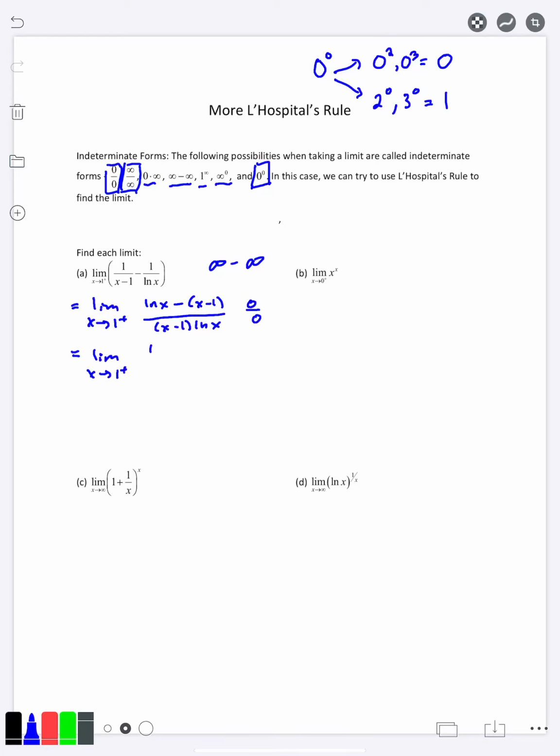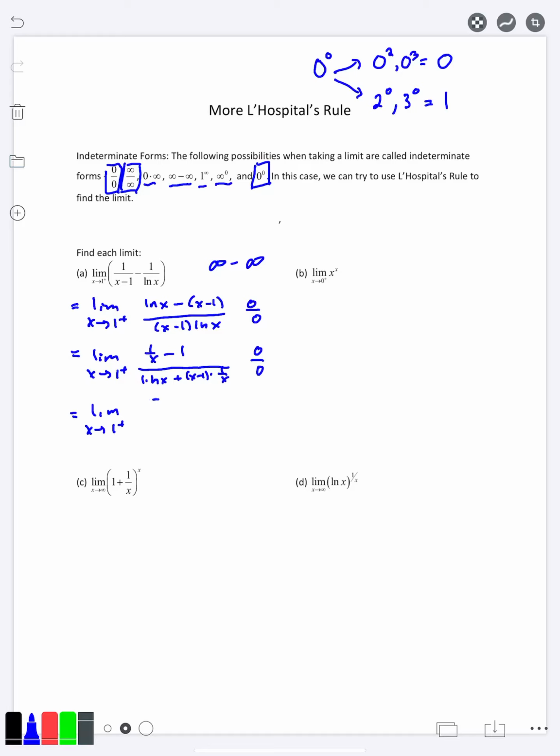The derivative of ln x is 1 over x. Derivative of minus x is minus 1. And the 1 goes to 0. On the bottom, we're going to have to use the product rule. Derivative of the first times the second plus the first times the derivative of the second. And if you plug in 1 here, it's still going to be 0 over 0. So I will apply L'Hospital's Rule again here.